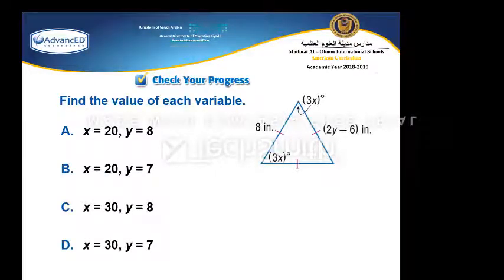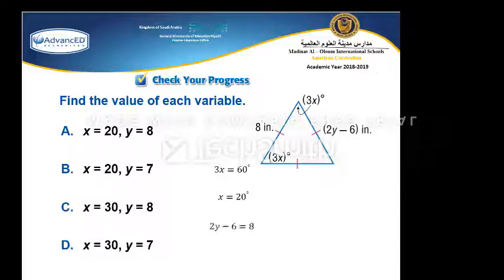How to find the value of the variables X and Y? By looking at this triangle, we have three sides that are congruent. Then this triangle is equilateral, and also equiangular. Then each angle equals 60 degrees, so 3x equals 60, and by dividing by 3 we get x equals 20.